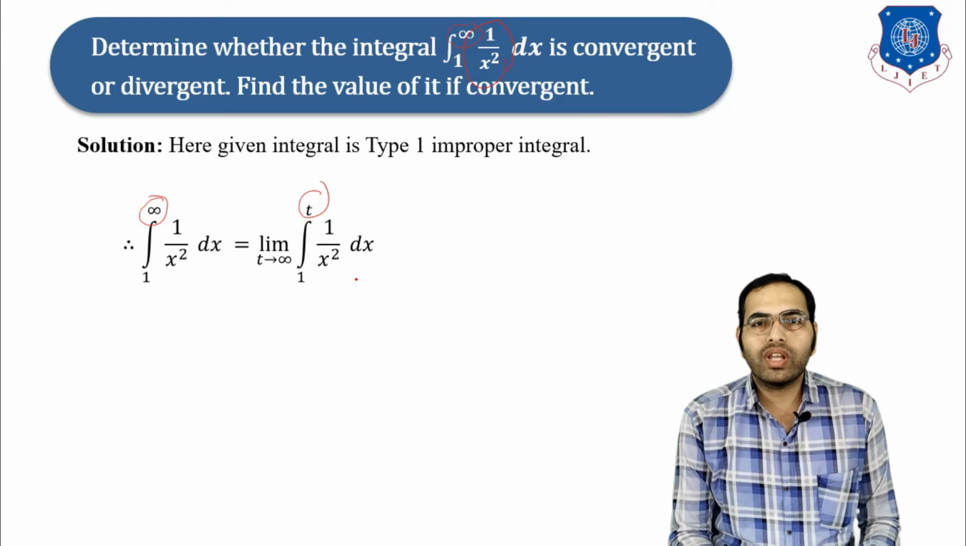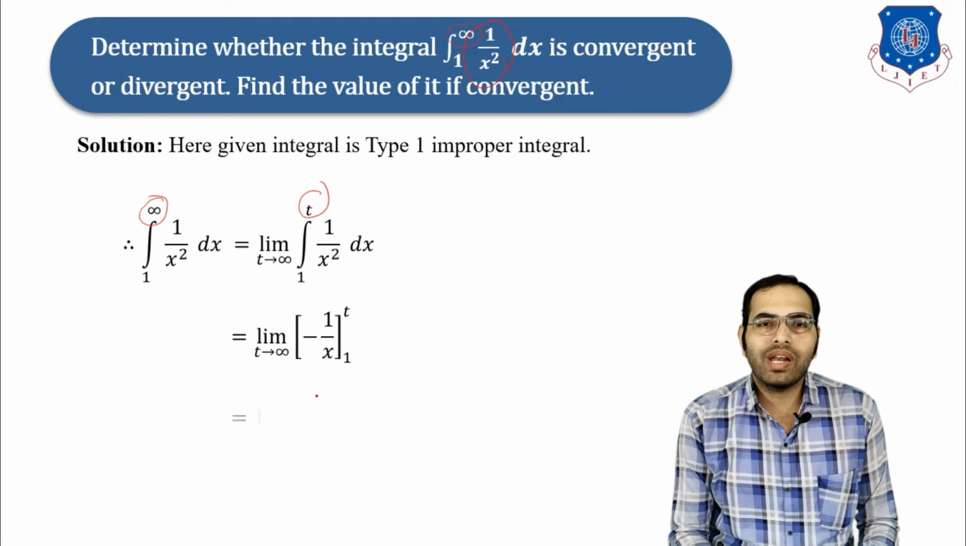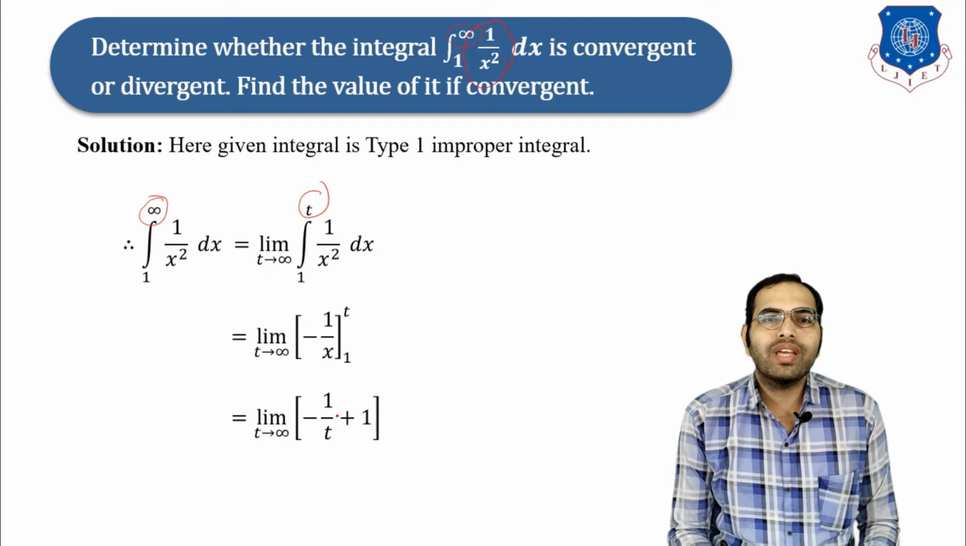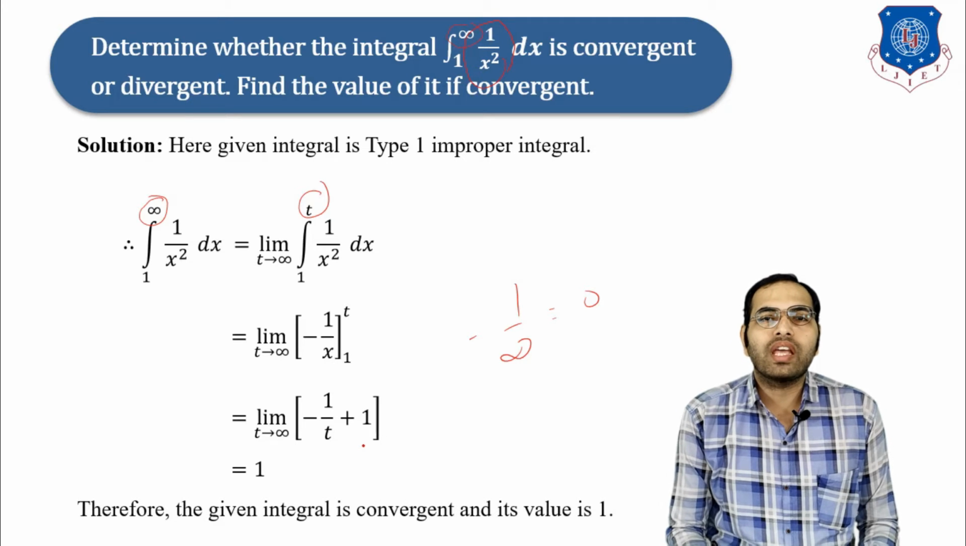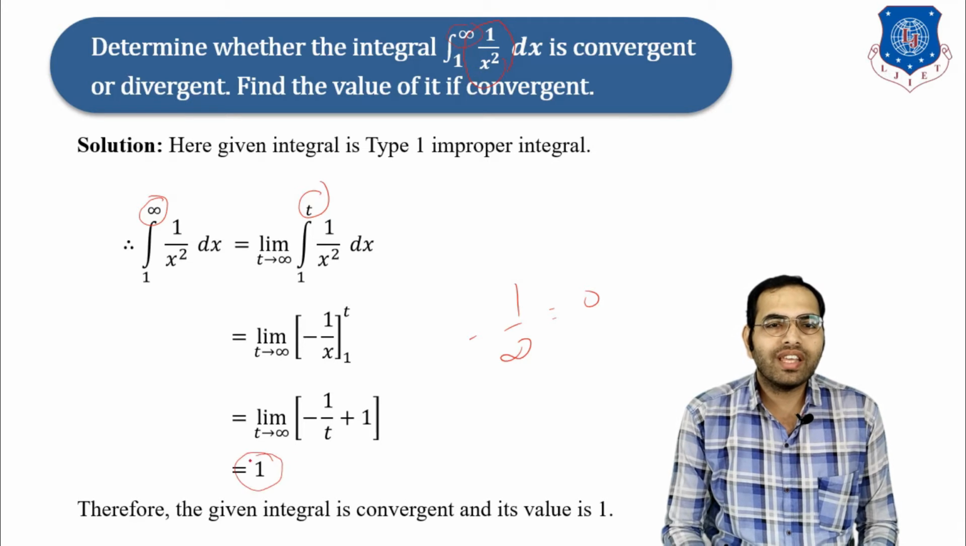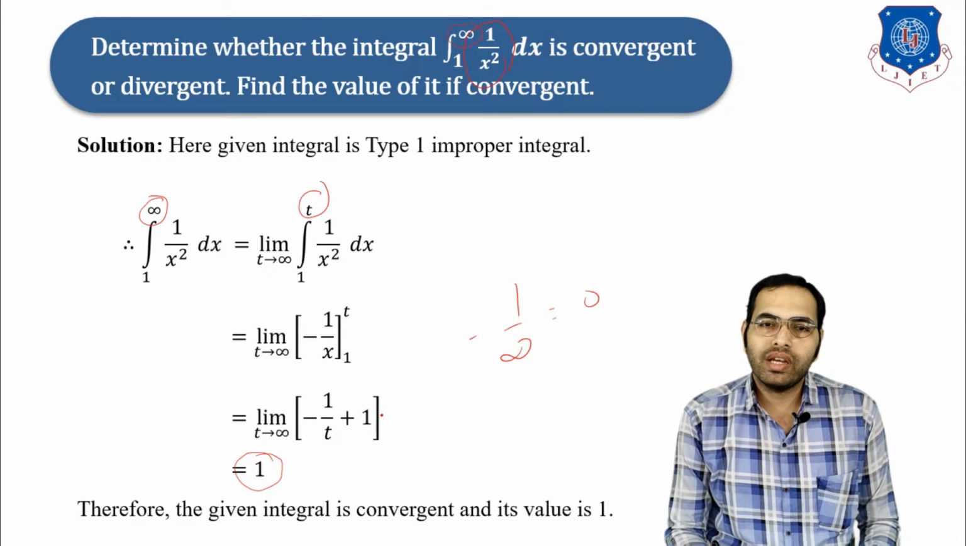You all know the integral of 1 upon x square, that is exactly minus 1 upon x, where x varies from 1 to t. Then substituting the limits, upper limit minus lower limit, limit t tends to infinity, minus 1 upon t plus 1. Now as t tends to infinity, 1 upon infinity is 0. Then our answer is 1, which is finite. If our limit exists, then the given integral is convergent, and whatever the answer of the integral is, that is the value of its improper integral.